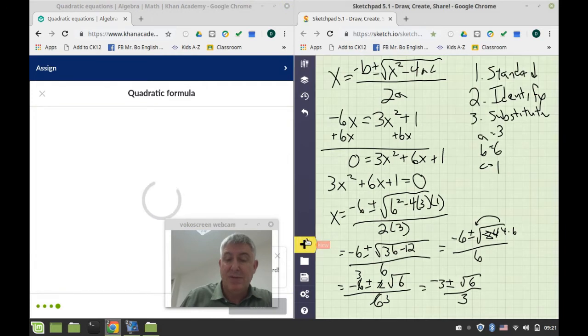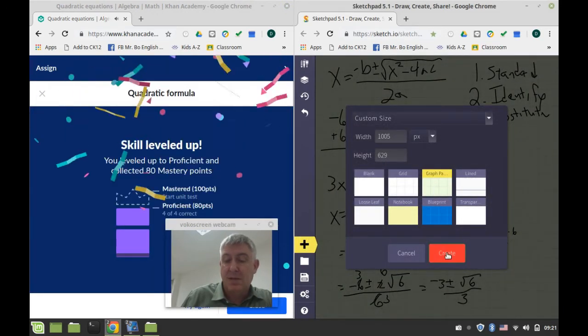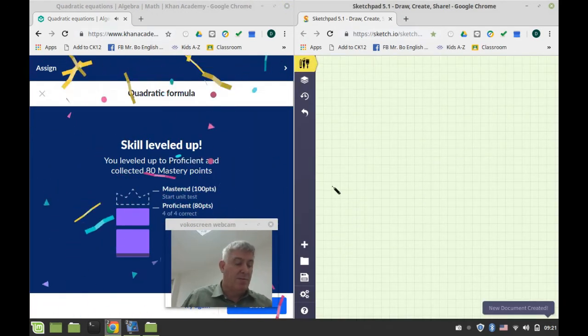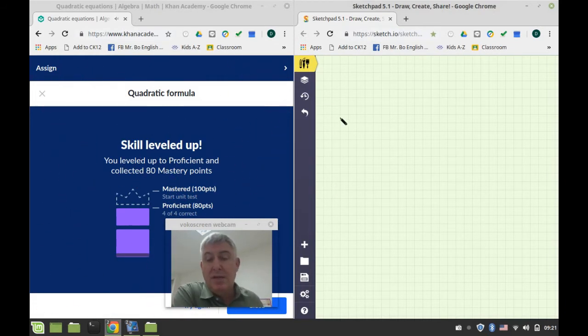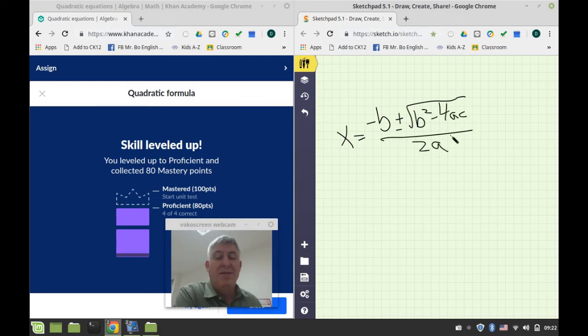All right, let's get a new piece of paper. So remember, this is the formula. X is equal to negative b plus or minus square root of b squared minus 4ac all over 2a. Probably one of the two most important formulas that you will learn in high school math.